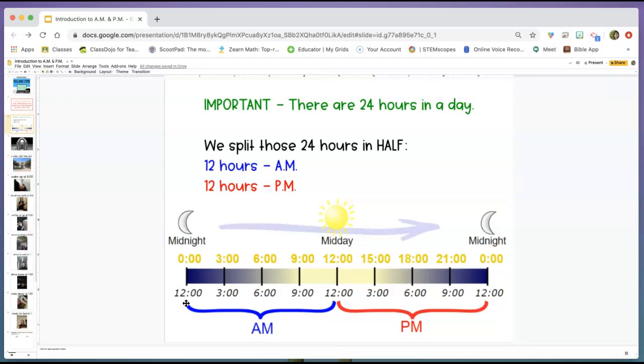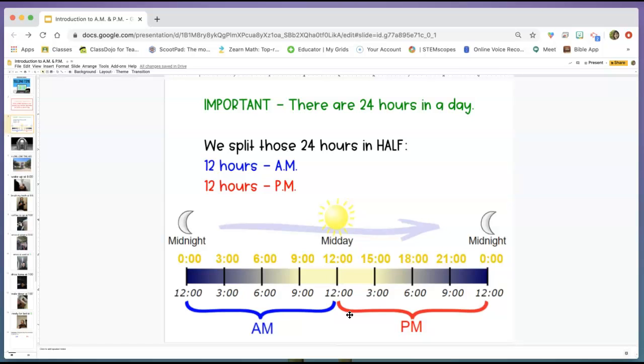So what I really want you to get out of this is that when the clock strikes 12 o'clock, it changes from AM to PM, and then back to AM. This happens every single day. It's a pattern. So 12 o'clock is a time that I would really pay attention to, because that time tells us when we switch from AM to PM or from PM to AM.